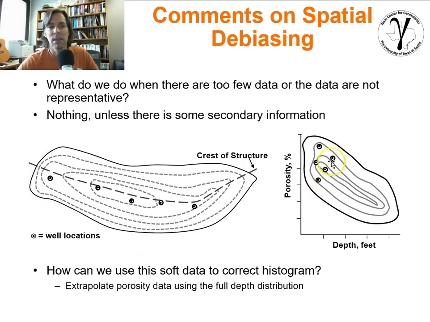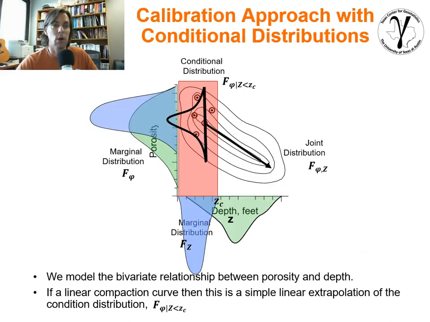So how do we use this information, the biased data, the relationship between that biased sample set and a secondary variable, and the knowledge of the secondary variable at all locations in order to fix the problem? It's really a calibration type of approach. We model the relationship between depth and porosity at the depths for which we have it available, and we model that as a conditional distribution. Then we extrapolate the conditional distribution using the linear trend relationship between depth and porosity.